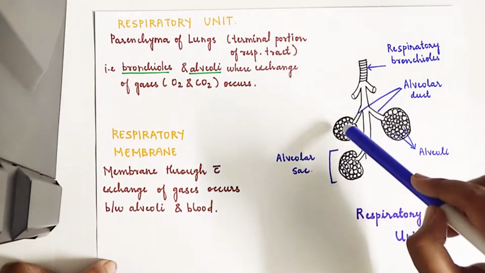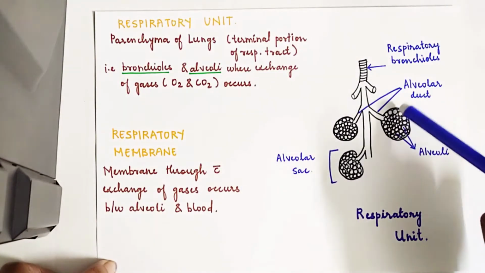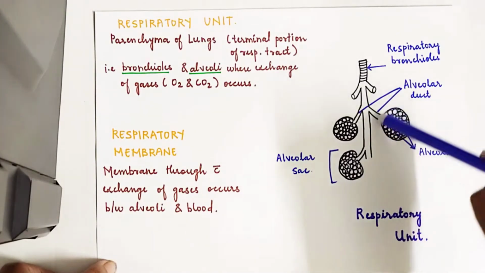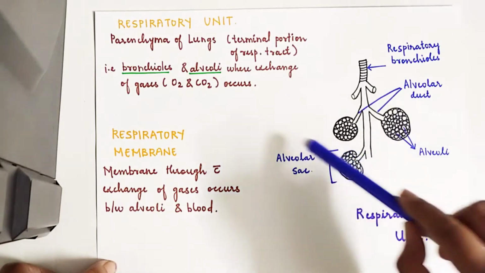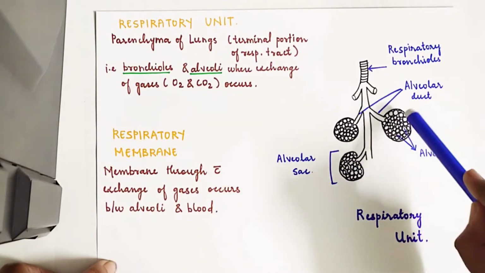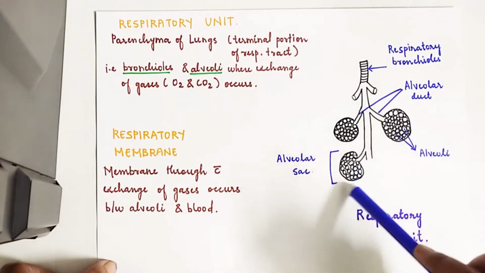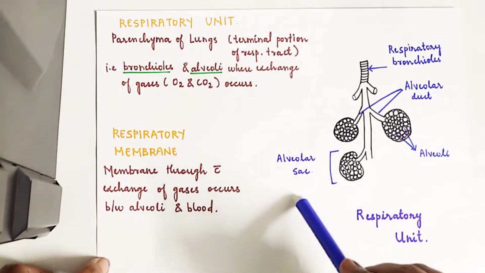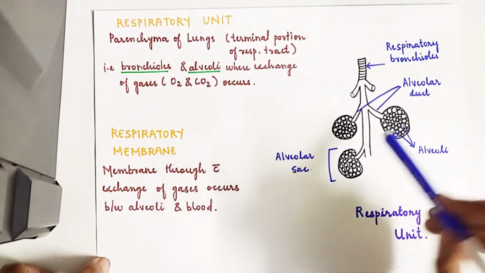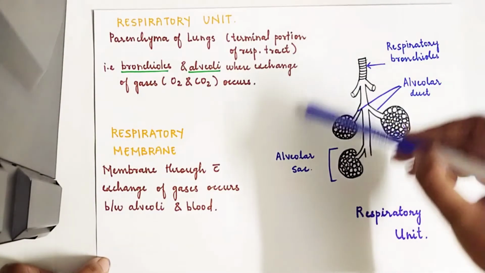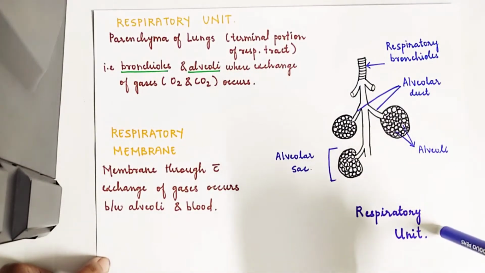Now the small circles are the alveoli, and a group of alveoli is known as an alveolar sac. So this is the alveoli, small circles, and a bunch of alveoli constitutes the alveolar sac. Okay, so this is the alveolar duct. So this whole thing constitutes the respiratory unit.